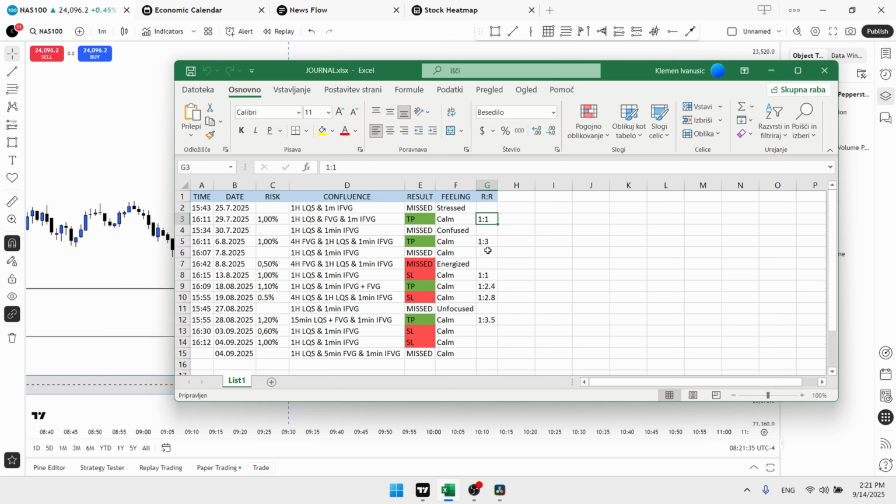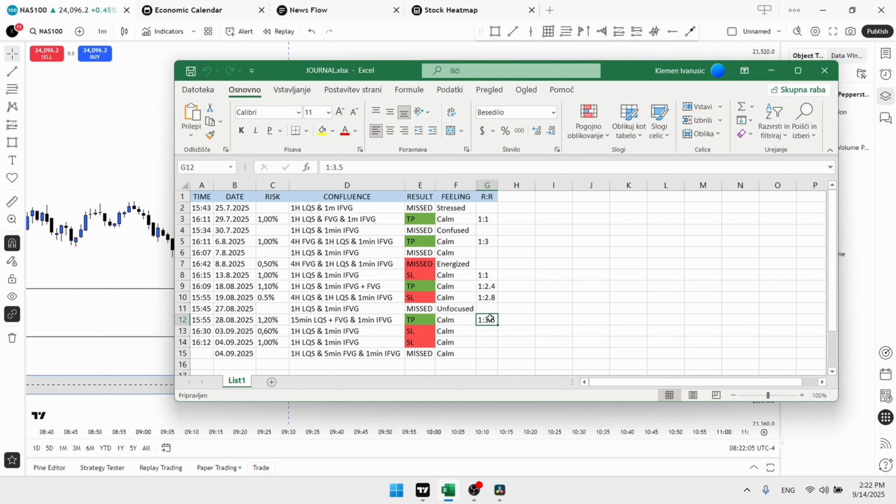Here we have 1:1. So I was making 1:1s before a lot on XAUUSD, but since I started trading Nasdaq, my risk to reward improved a lot. 1:3, 1:2.4. Okay, this was the best trade I took. I hit like 380 euros, I think, on this one. It's a very good trade.